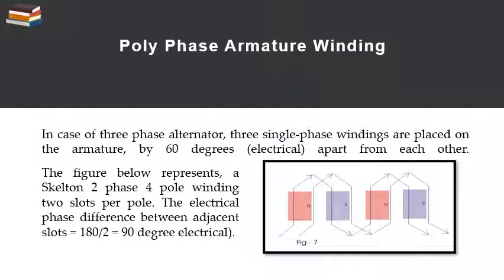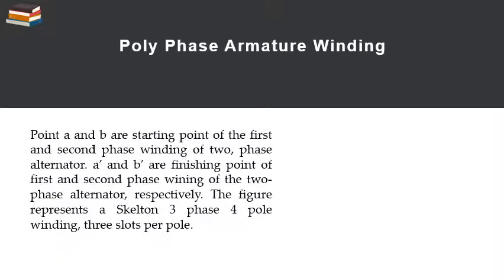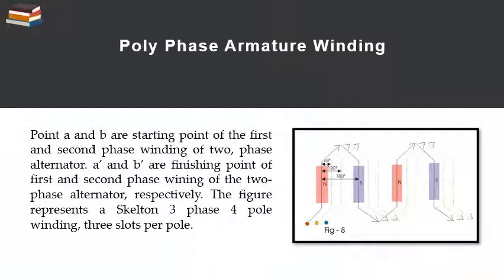The figure below represents a skeleton 2-phase 4-pole winding, 2 slot per pole. The electrical phase difference between adjacent slots is equal to 180 degrees by 2. So we get 90 degrees electrical. Points A and B are the starting points of the first and second phase winding of the two-phase alternator. A dash and B dash are the finishing points of the first and second phase winding of the two-phase alternator respectively.